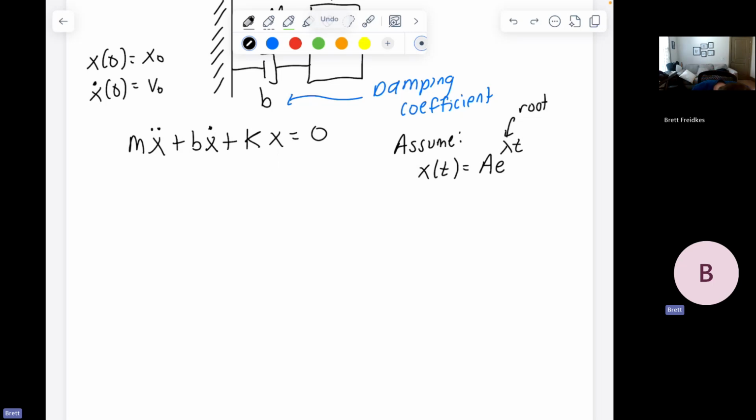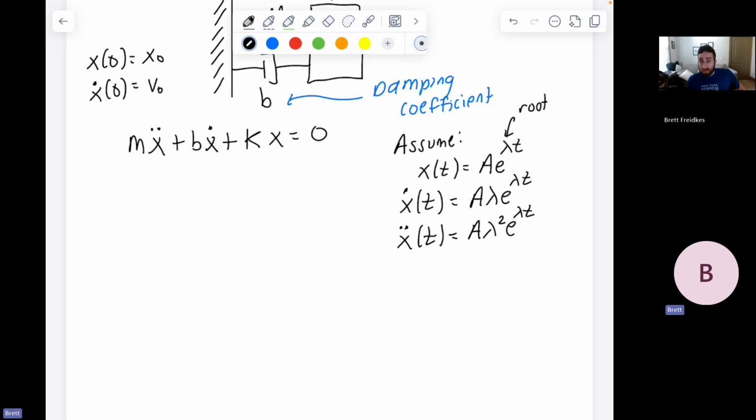So if I take the derivative of this, x dot of t will cause me to bring a lambda down. So I'll get a lambda e to the lambda t. Right, the derivative of the exponential, you pull down a factor of lambda, since you're taking the derivative with respect to t. And if I do the second derivative, that will give me another lambda value. So with x dot and x double dot now found, we can plug them in.